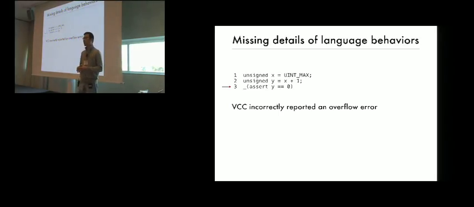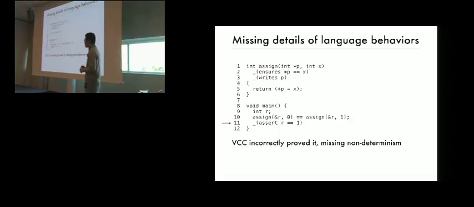According to the C11 language standard, the unsigned integer has no overflow. So in this case, y becomes 0 because it wraps around its maximum value. But the problem is that VCC, one of the state-of-the-art tools, failed to prove this program, and just provides a wrong error message saying that y has overflow. Okay.